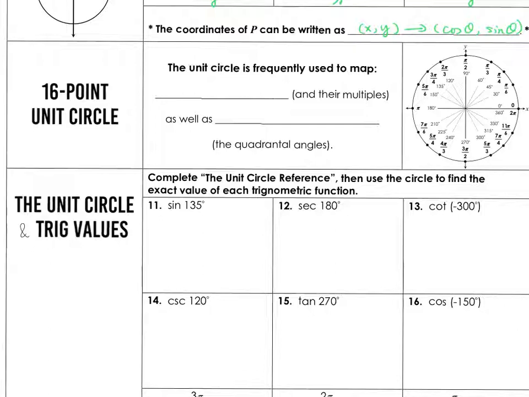The unit circle is frequently used to map special right triangles, 30 degrees, 45 degrees, 60 degrees. So familiar, right? And then as well as their multiples. So I can have 0 degrees, 0 is the same as 360, 90 degrees, 180 degrees, 270 degrees, so on and so forth. Okay. Let's look at some of the practices at the bottom.